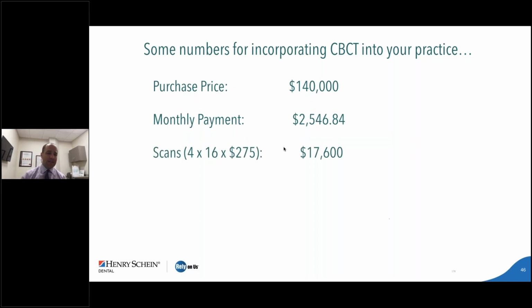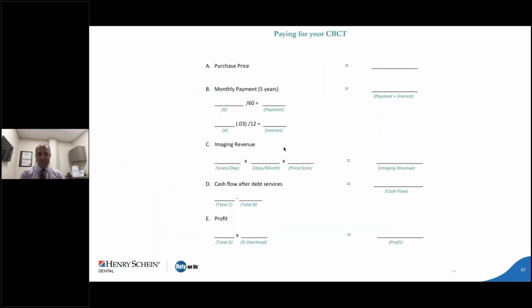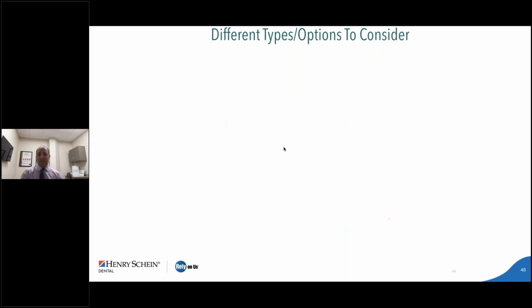Let's say you take 4 scans on 16 days, counting your general practice, implants, etc. So that generates a revenue of $17,000. So after debt services, you're about $15,000 in revenue. And some would say, I would agree, case conversion's higher with cone beam. Patients understand more, and I think the more they understand, the better they can be compliant with your recommendations. And again, our recommendations are just to help them. I feel like what I do, there's nothing optional I recommend. I feel like it's all medically, dentally necessary.